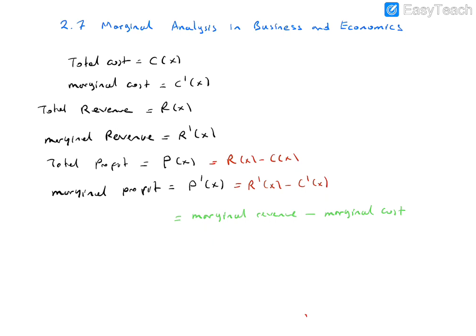To begin our discussion, we consider a cost function C of x. It is important to remember that C of x represents the total cost of producing x items, not the cost of producing a single item. To find the cost of producing a single item, we use the difference of two successive values of x. So, the total cost of producing x plus 1 items is C of x plus 1.